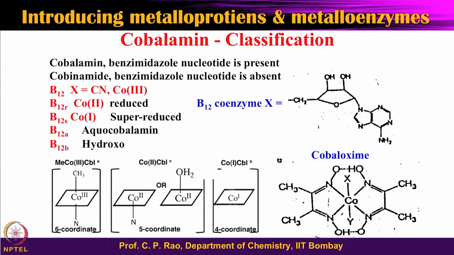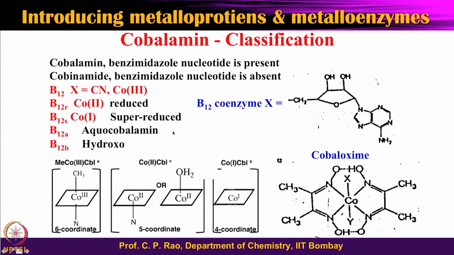So, the binding in this case is through that benzimidazole-based nucleotide, as I showed on the previous slide, and X could be various things. This particular group is referred to as adenosyl. So, that is adenosylcobalamin when it is bound. Whether the cobalt is 3, 2 or 1 also depends on X and its bulkiness, etc. I will explain that.